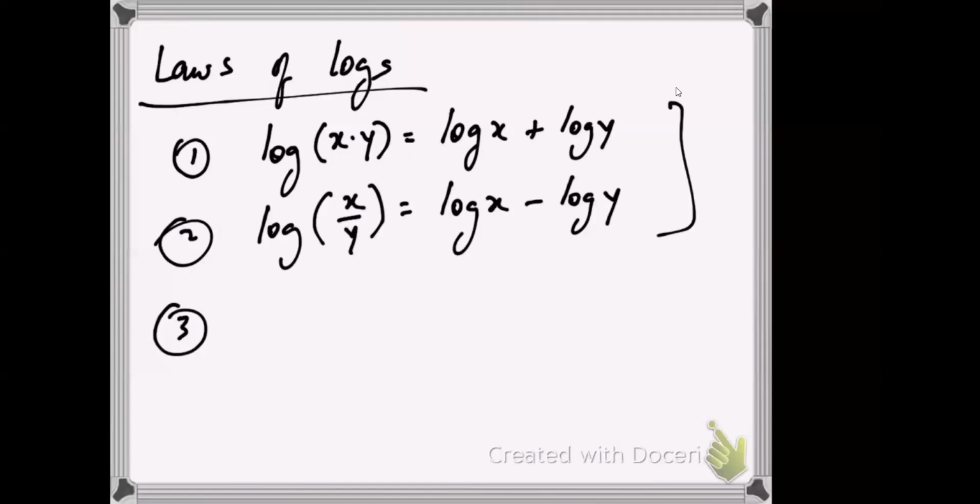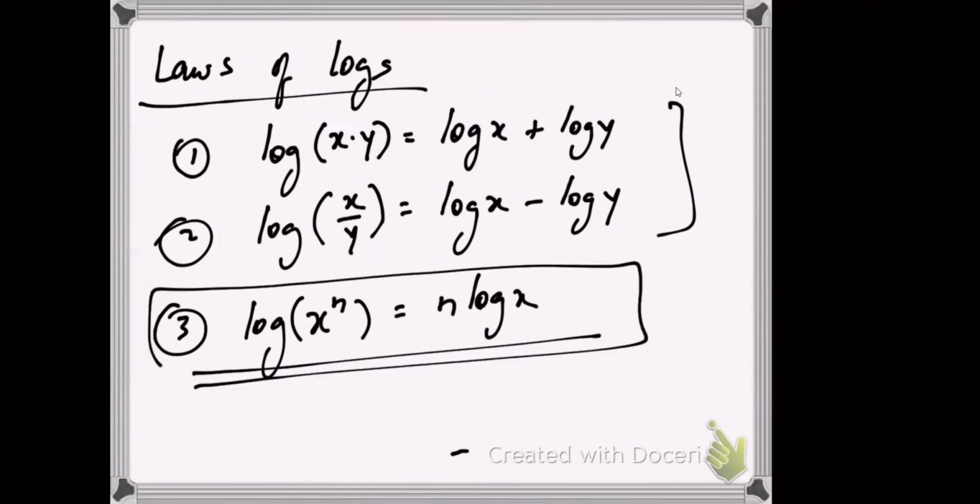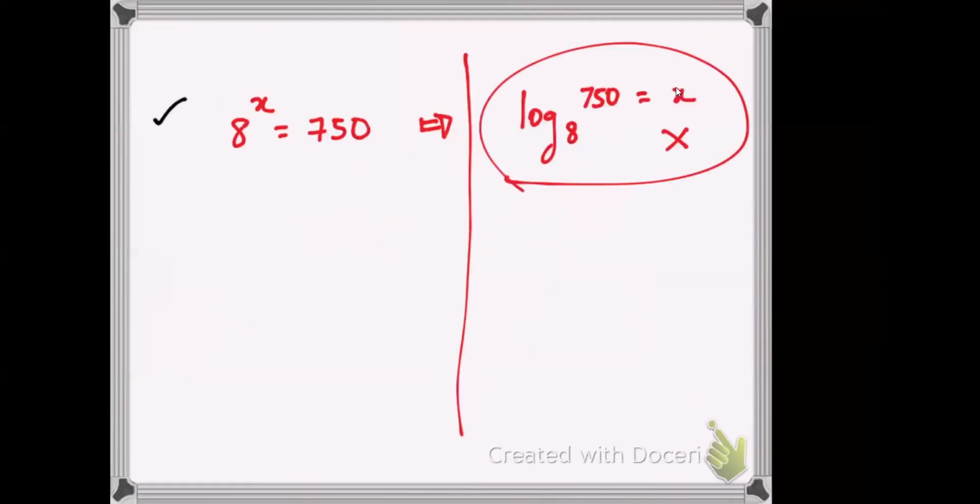The third one is the important one, because if you have log of anything which is raised to a power, then that power comes in front. And that is highly useful for us to be able to solve questions like the one we had. So when you have something raised to a power, the power comes in front. And so how are we going to use that and solve this? What we do here is we take the log of both sides.